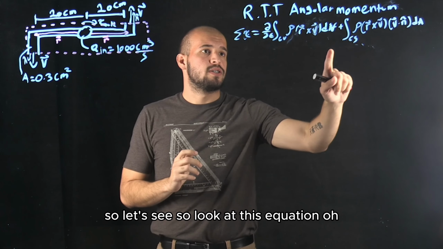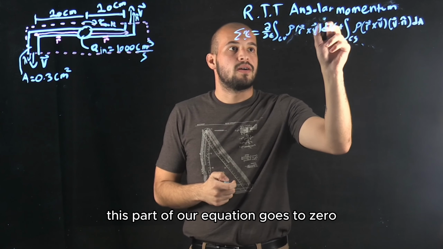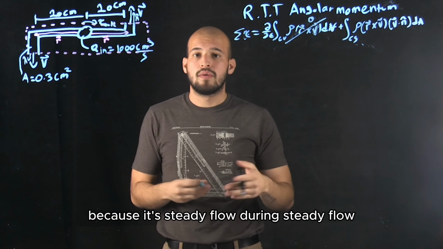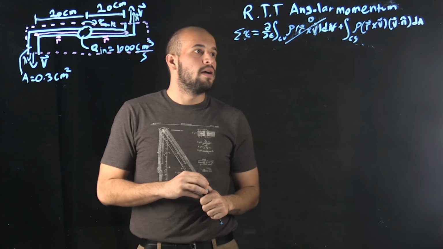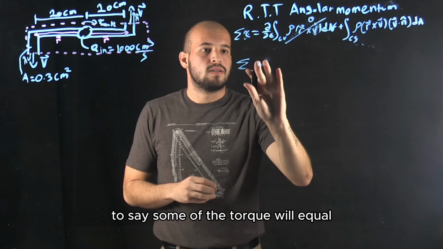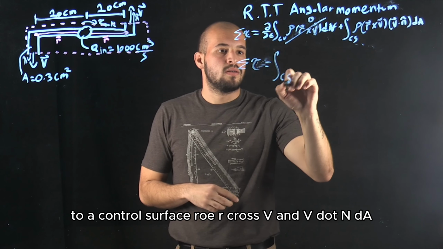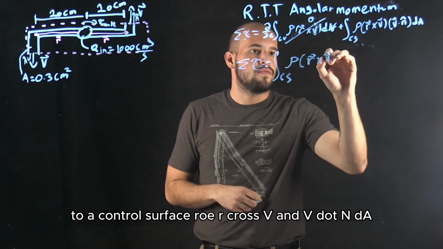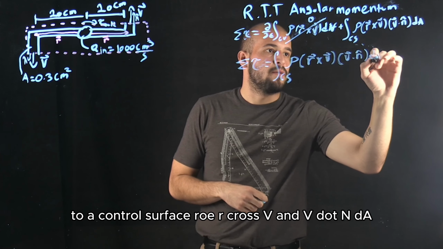So look at this equation. Before we get started, this part of our equation goes to 0 because it's steady flow. During steady flow, that part always goes to 0 in any RTT. So we'll just be focusing on this one, which says the sum of the torque equals the integral over the control surface of rho r cross v, v dot n dA.